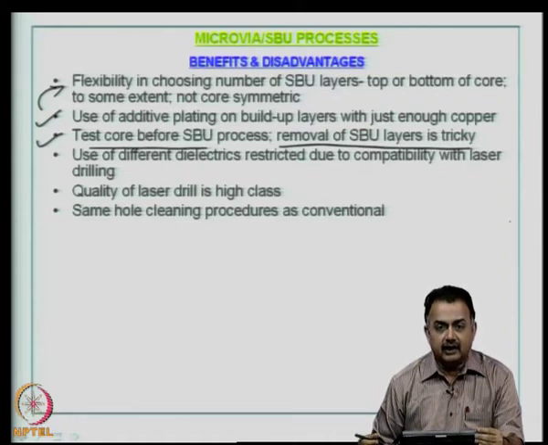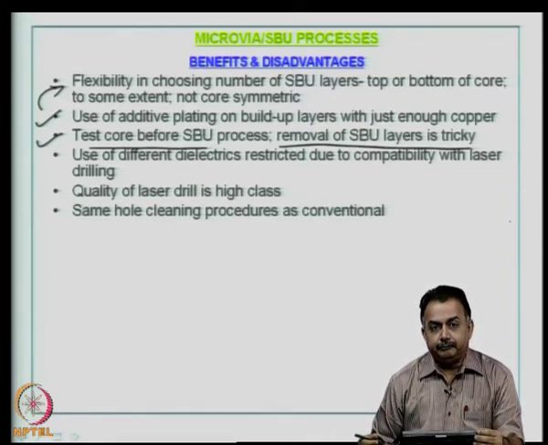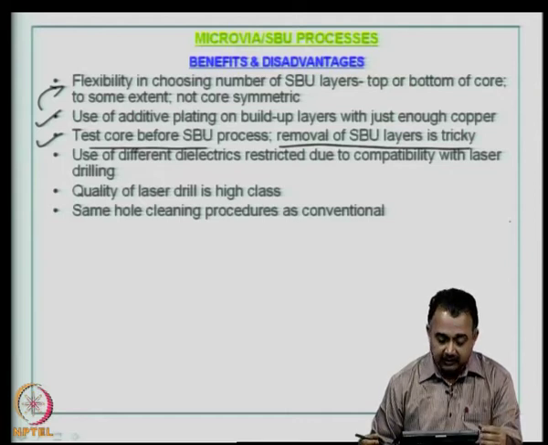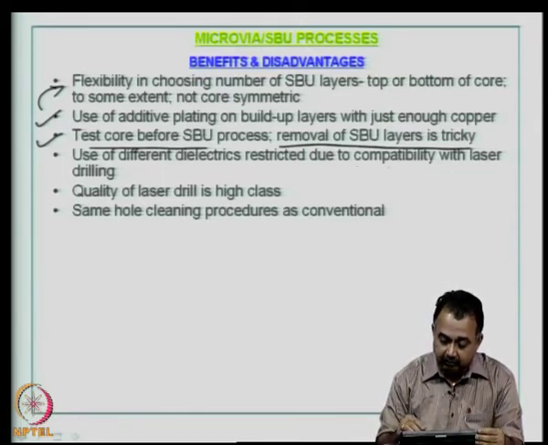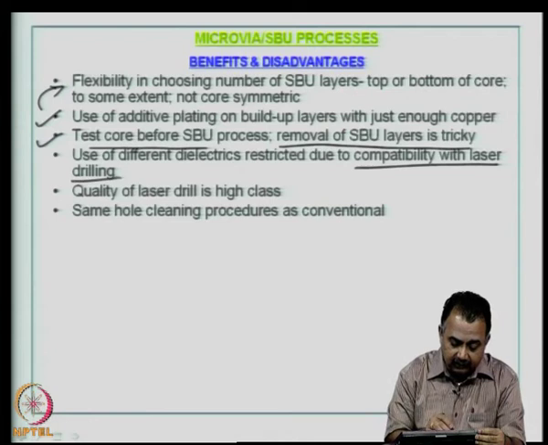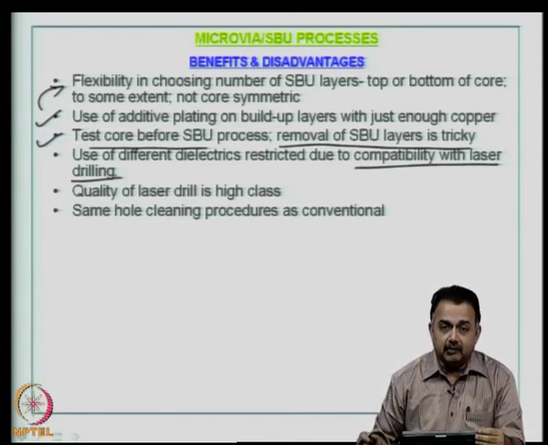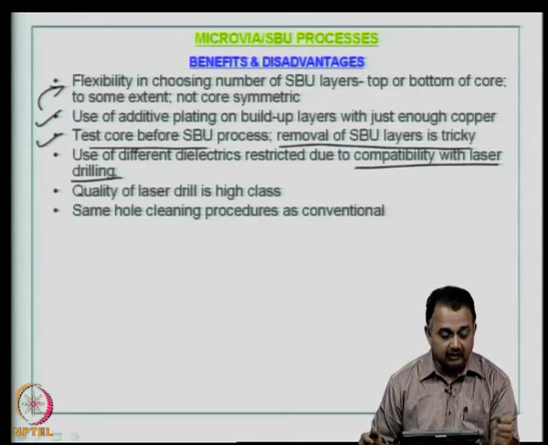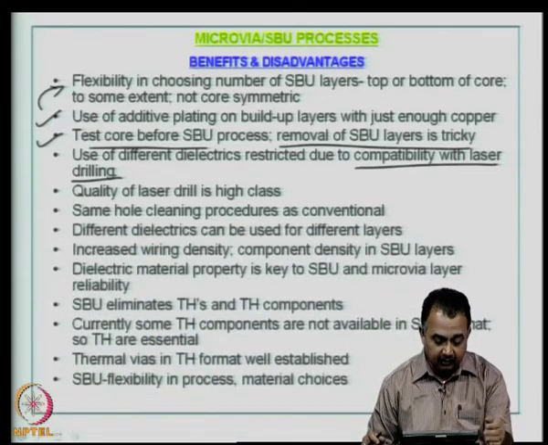Use of different dielectrics can be restricted. Ideally you want to use different dielectrics for different layers to improve the electrical performance, but it can be restricted due to compatibility with the laser drilling. So, ensure that problem is not there before you design that. Quality of laser drill is high class. Same hole cleaning procedures that we have seen in conventional is applied here.